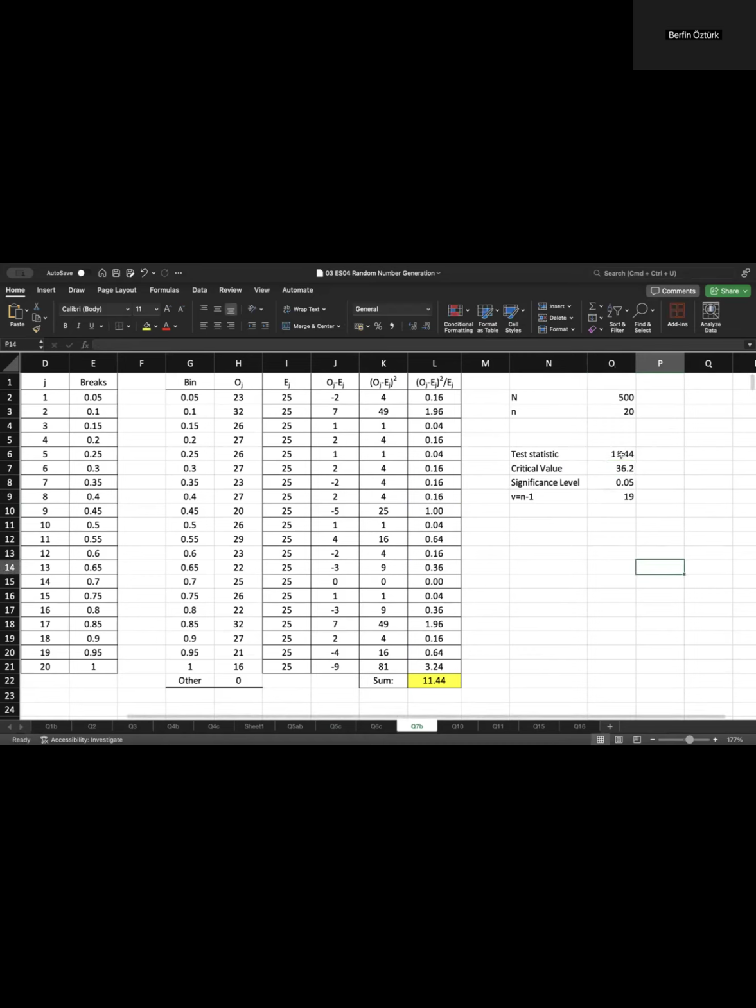Okay, so since this critical value is greater than the test statistic, we again fail to reject the null hypothesis. So this sample may come from a uniform distribution.